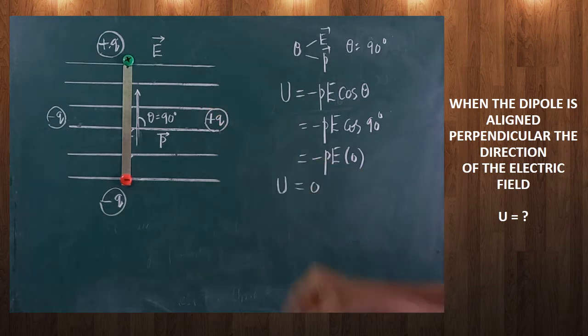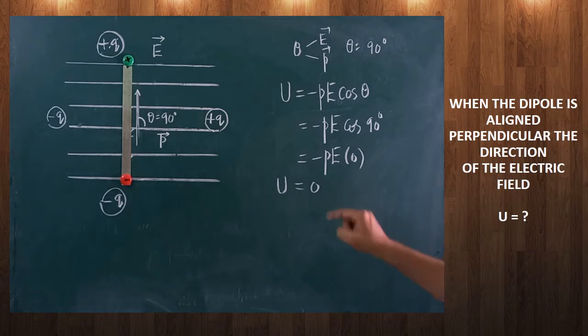So in this position, when the dipole is kept perpendicular to the electric field, how much energy will be stored up? 0. There won't be any electrostatic potential energy stored up in this particular position. Very important one. Are you clear? The electrostatic potential energy stored in the dipole when the dipole is kept perpendicular to the electric field is 0. Are you clear?